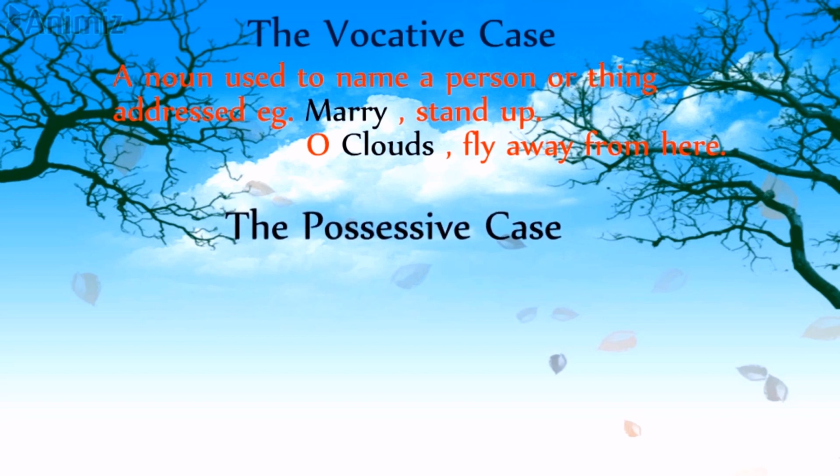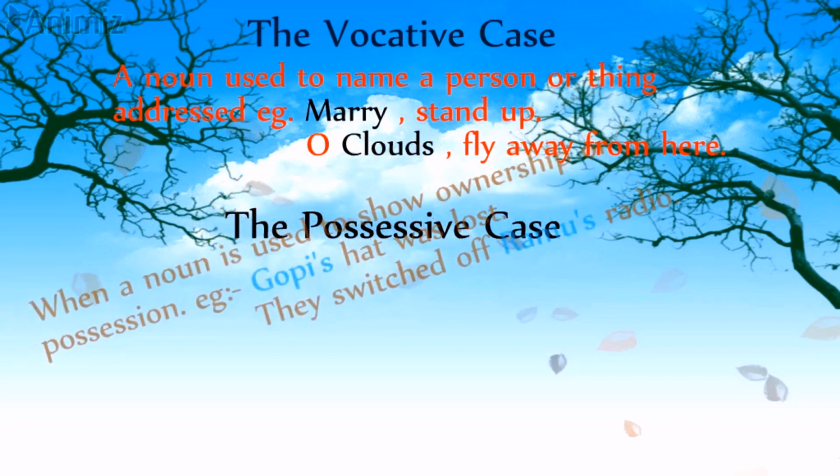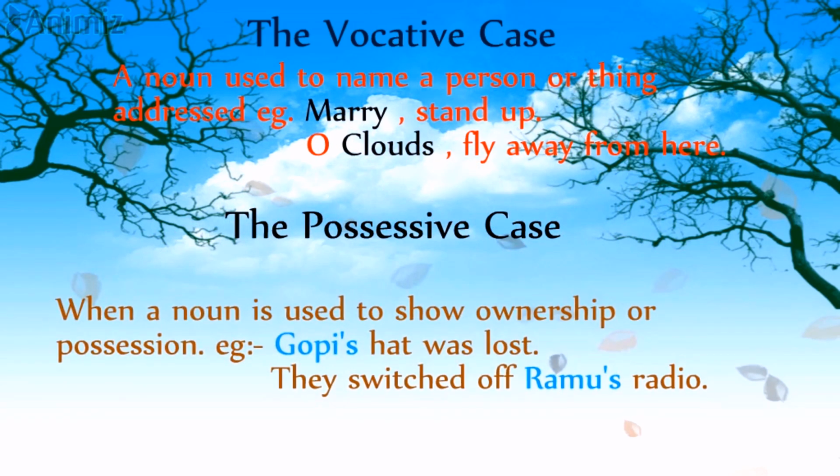Next, the possessive case. When a noun is used to show ownership or possession. For example, Gopi's hat was lost. So, whose hat shows the possession? Gopi's. So, Gopi's is possessive case. Next example, they switched off Ramu's radio. So, whose radio? Ramu's. So, Ramu's is possessive case.